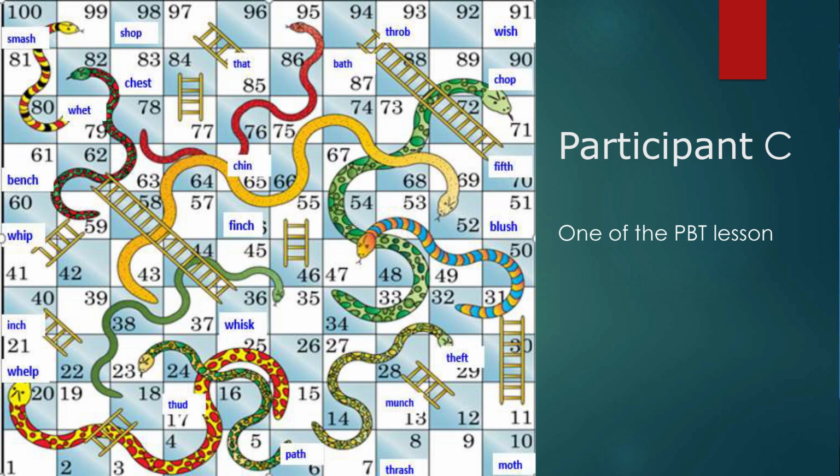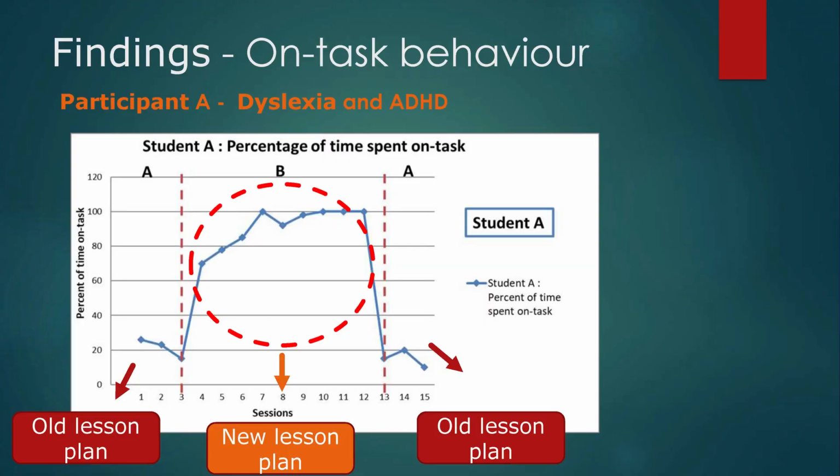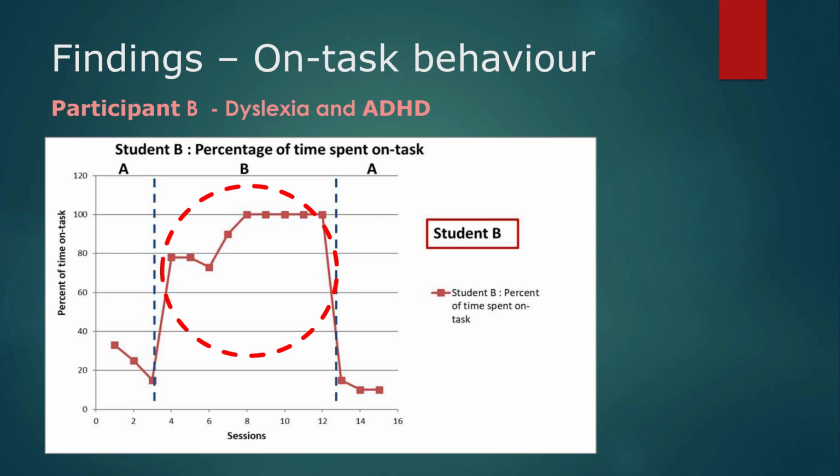So for the findings of my study, student A has dyslexia and ADHD, and as you can see from the graph, there is a gradual increase in terms of the on-task behavior. Participant A only achieved 100% on-task from session 10 to session 12 onwards. For the first 3 weeks, I used the old lesson plan. Old lesson plan meaning it's without preference-based teaching. And for the 9 weeks is the new lesson plan with preference-based teaching infused.